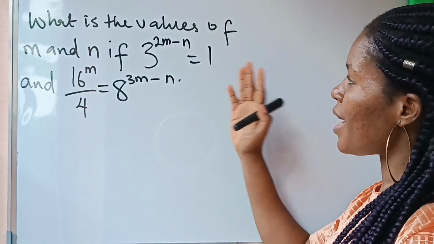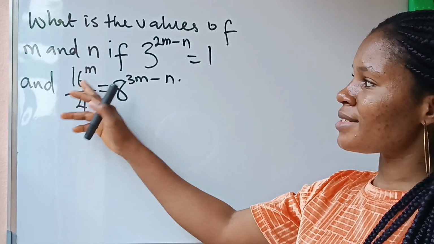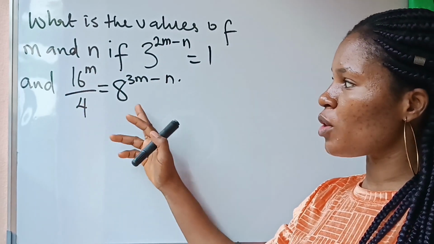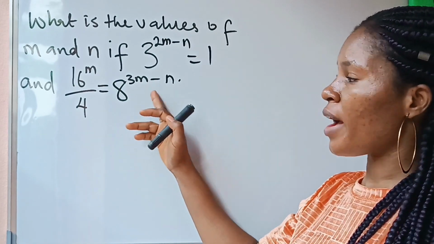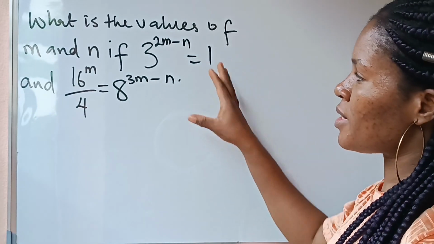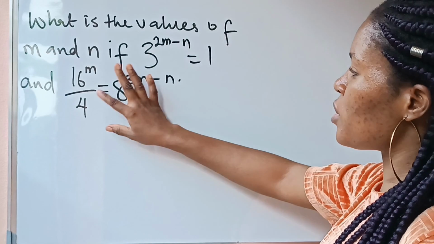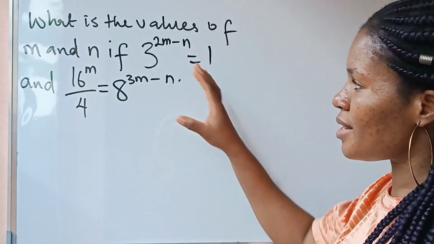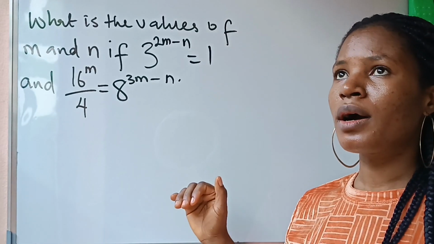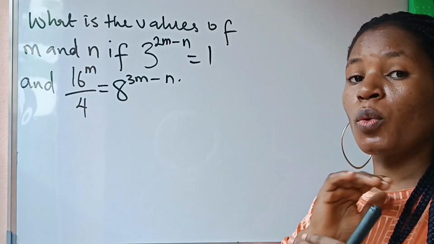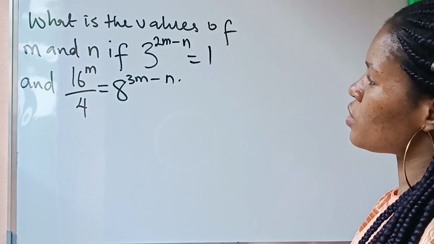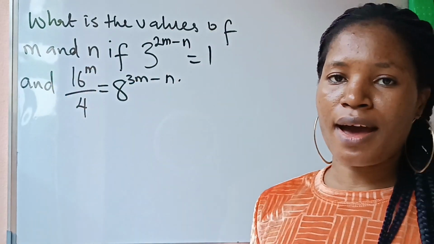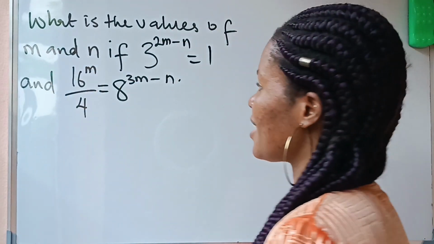Today we are asked what are the values of m and n if 3 raised to the power of 2m minus n is equal to 1, and 16 raised to the power of m all over 4 is equal to 8 raised to the power of 3m minus n. In this question we are supposed to solve this as indices, get some equations, and use those equations to get the values of m and n. Let's get to it.